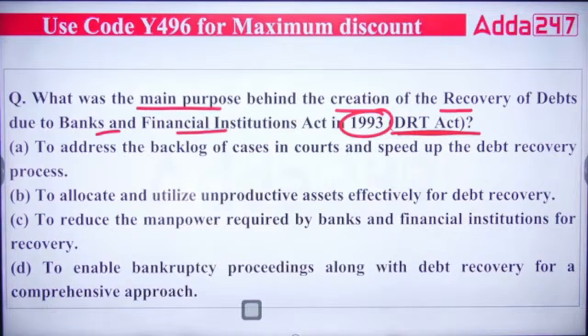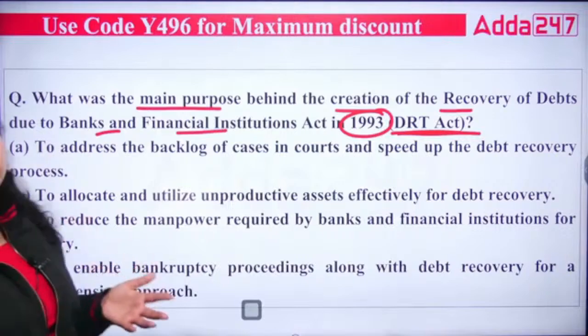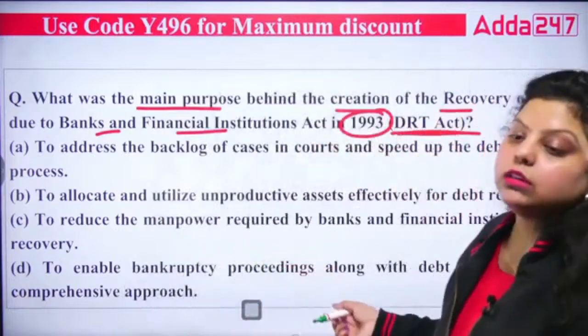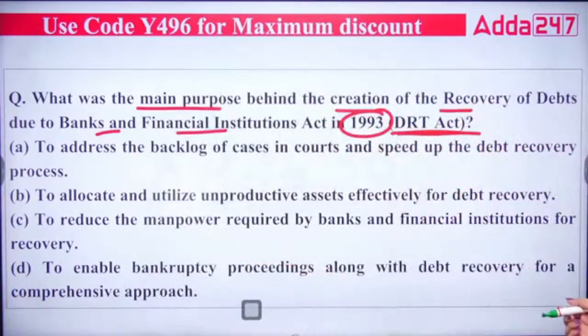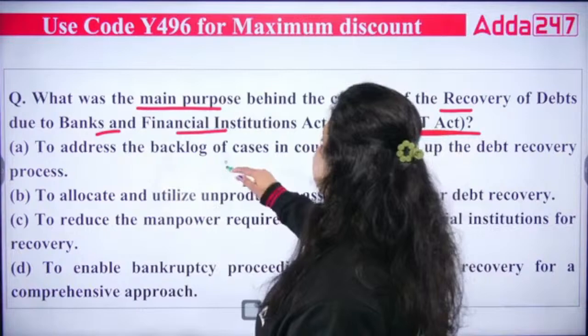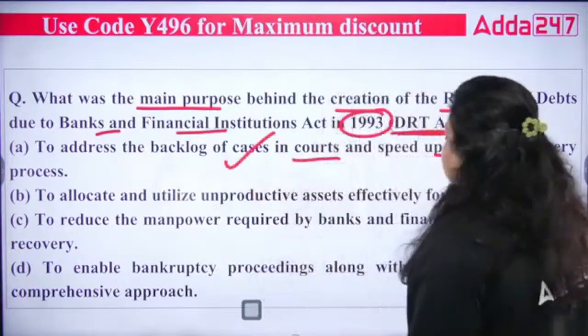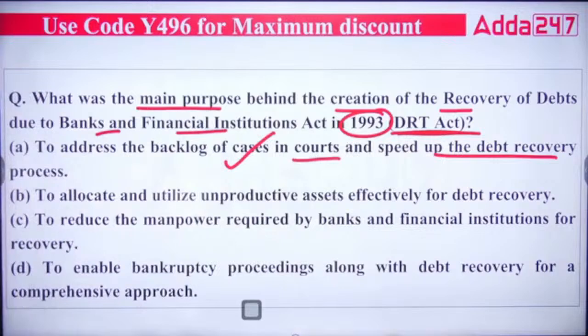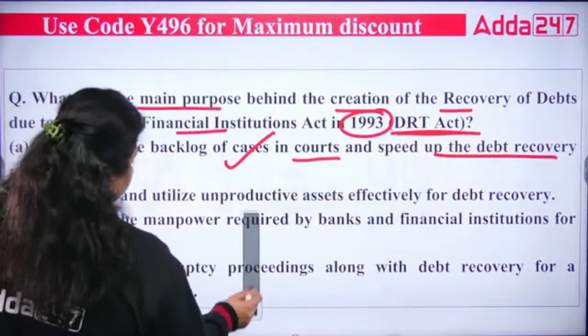So DRTs are simply special courts. They are special courts that were introduced by the central government to recover the loans of the banks, to recover the NPA, and it was done simply to address the backlog of cases in courts and speed up the debt recovery process. So the right answer for this question will be A.